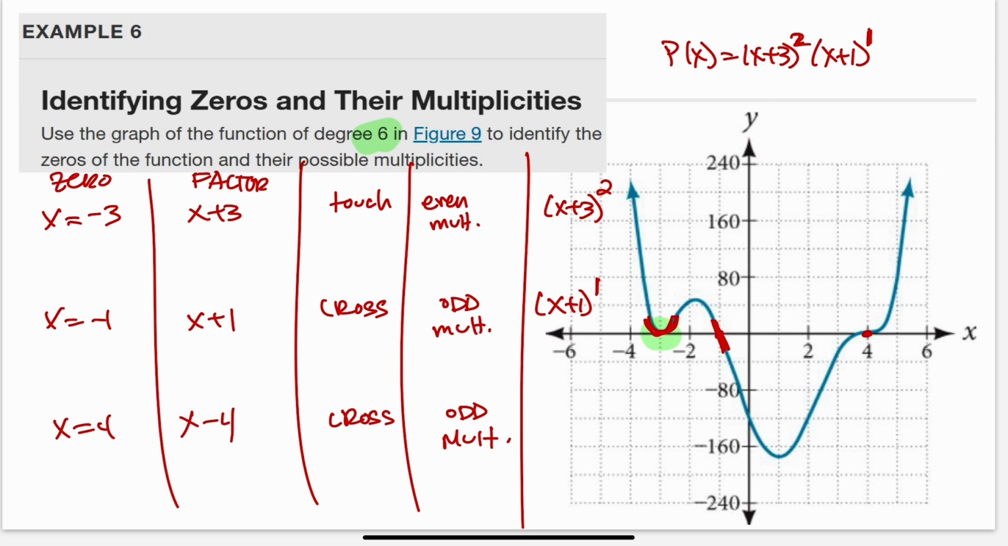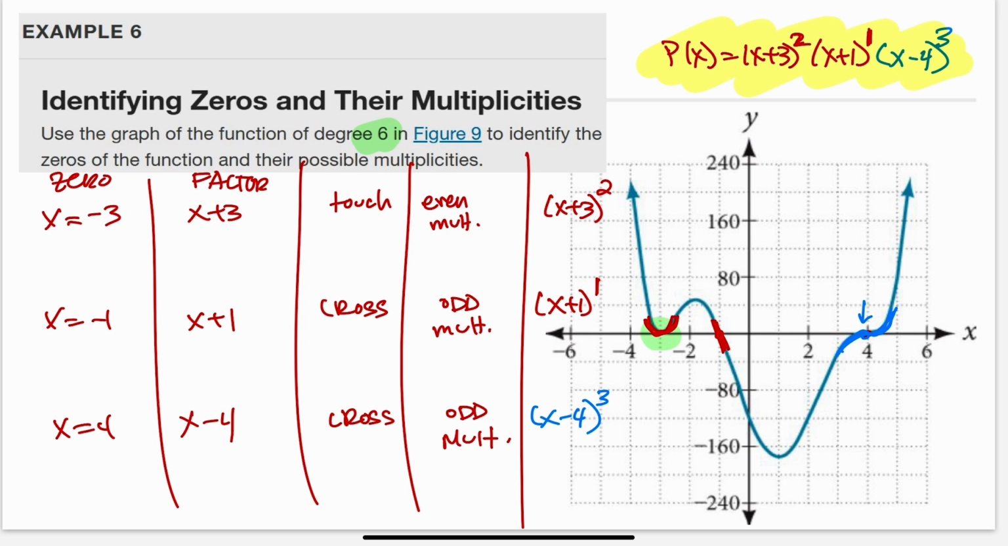Well, now, that means my last factor must be cubed. Since x equals 4 is a 0, then x minus 4 is a factor. It means that I must have x minus 4 raised to the power of 3. When I look locally, it looks like a cubic. So x minus 4 cubed makes complete sense. So this would be a polynomial that looks like that graph.